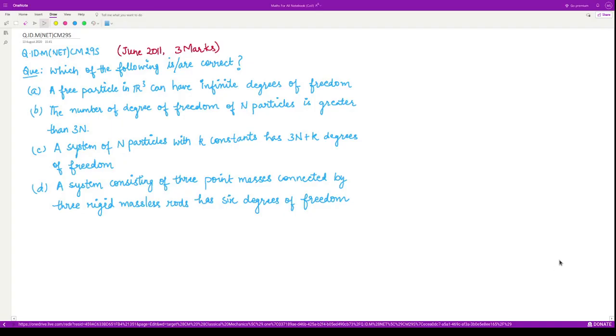Hello everyone, welcome to this next question on classical mechanics. This question appeared in June 2011 and it consists of 3 marks. The question says, which of the following is correct?